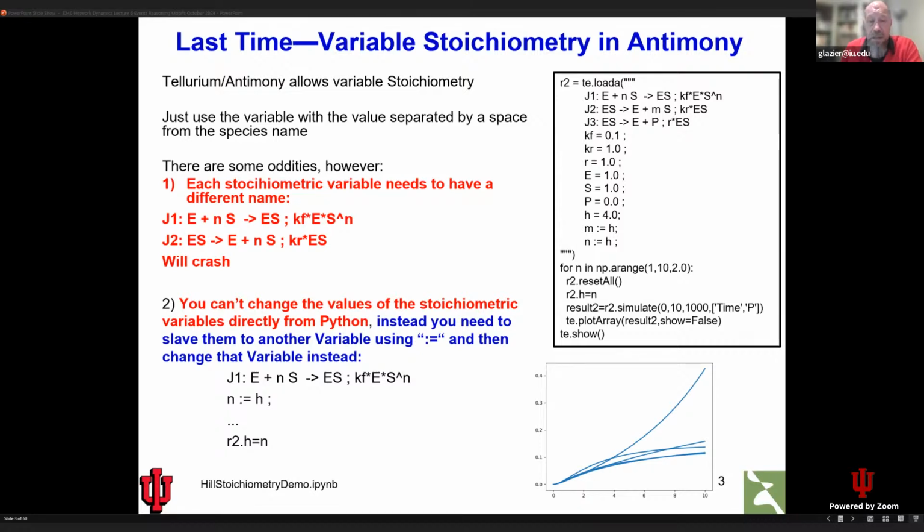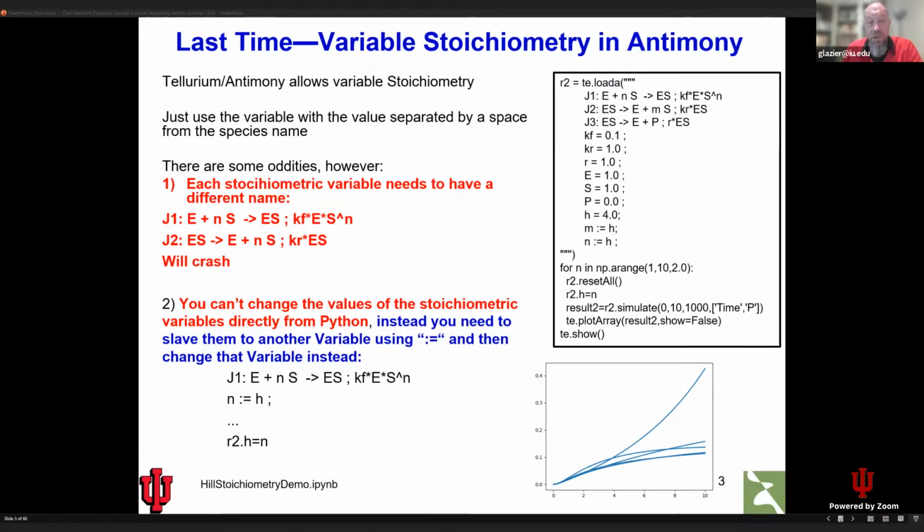So I wanted to come back. There are a couple of things that I was going to review. Again, we don't use this variable stoichiometry that often, but it is possible in Antimony, with the annoyance factor that the stoichiometric variables need to have different names. And so then you have to slave them to a master when you're going to change things. But it is possible to do that.